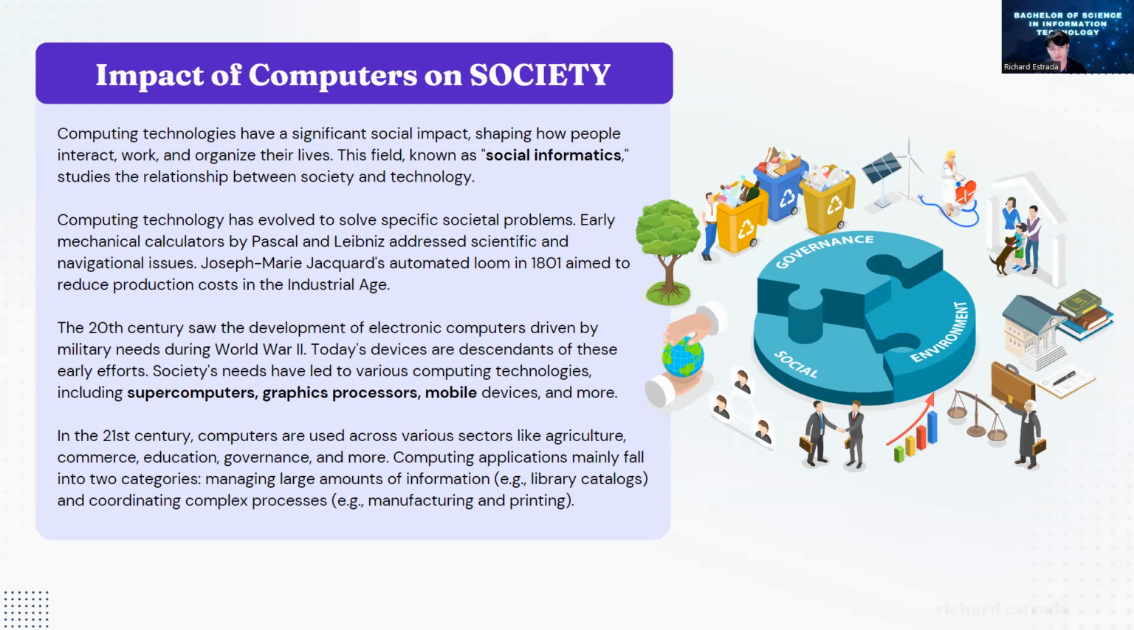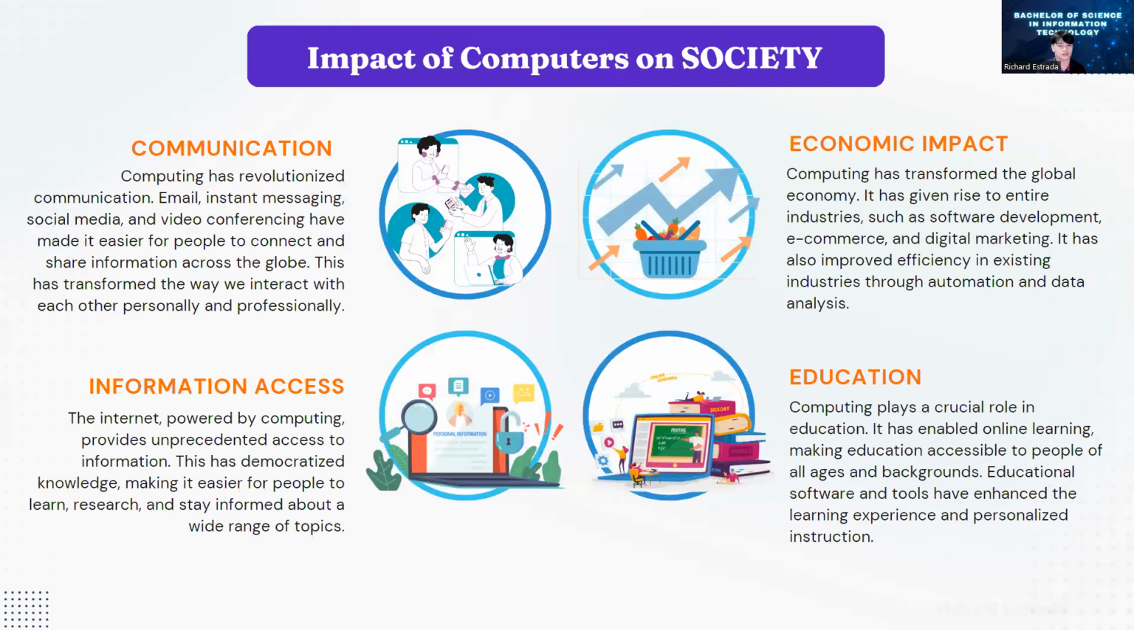So what are these different sectors? We have communication. The way we communicate today, we are just using mobile devices or our desktops or laptops in order to share information. So computing has revolutionized communication. Email, instant messaging, social media, and video conferencing have made it easier for people to connect and share information across the globe. This has transformed the way we interact with each other personally and professionally. And I hope it's self-explanatory that without this technology, I don't think we would be able to communicate with our family members far away from us. So it really helps us, and you can see it.